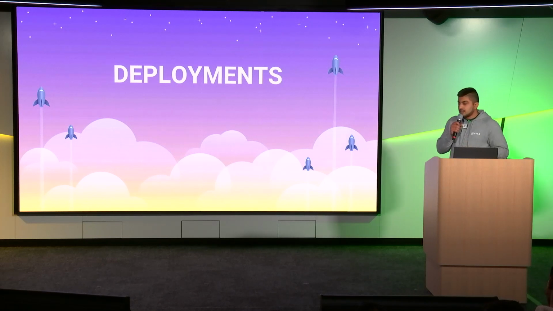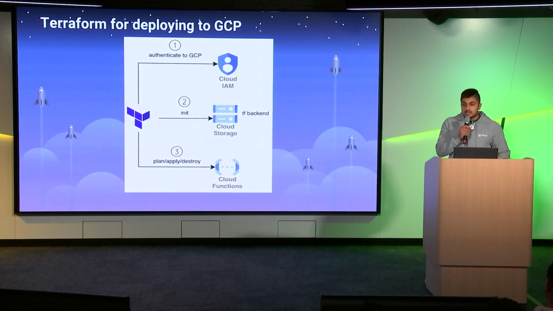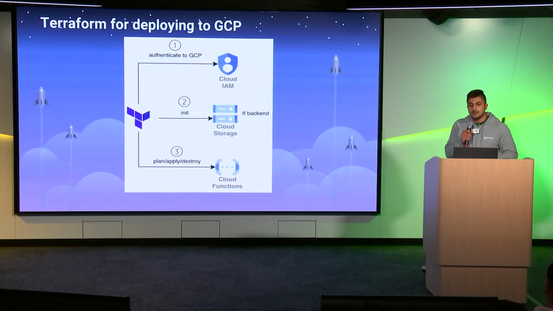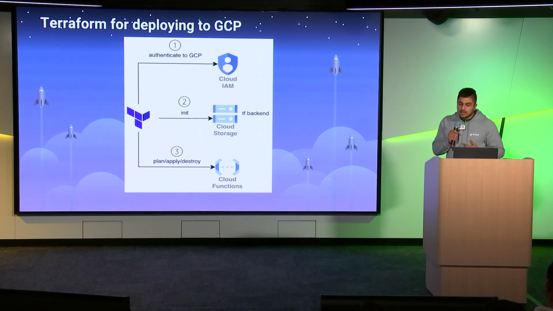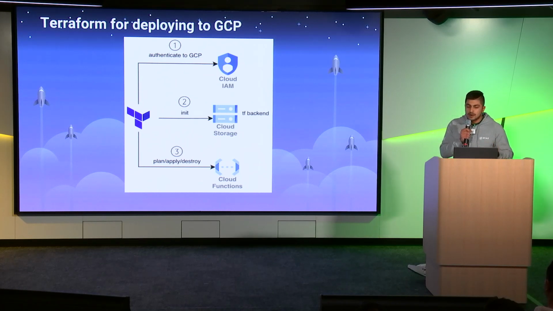Now that we've seen how we can test the application locally, let's see how we can deploy the application to Google Cloud and test it there. For this, we're using Terraform, and the way this works is Terraform first authenticates to Google Cloud using your application default credentials. When we run Terraform init, it initializes Terraform's backend. So it stores its state file in Cloud Storage, which is the backend for Terraform in this scenario. This is also where it stores the state file, and the state file is what contains the configuration changes that Terraform makes in your cloud provider.